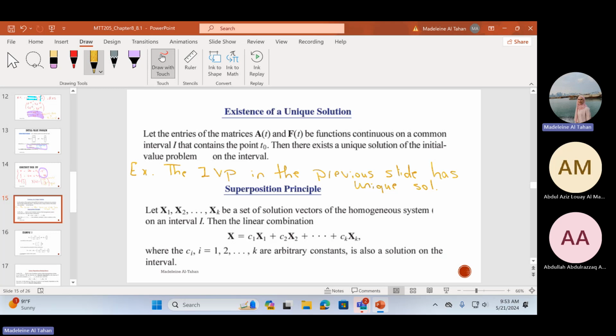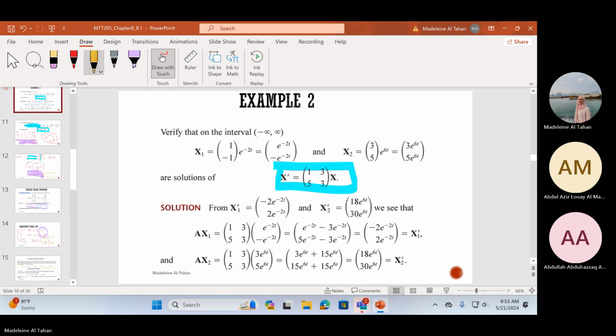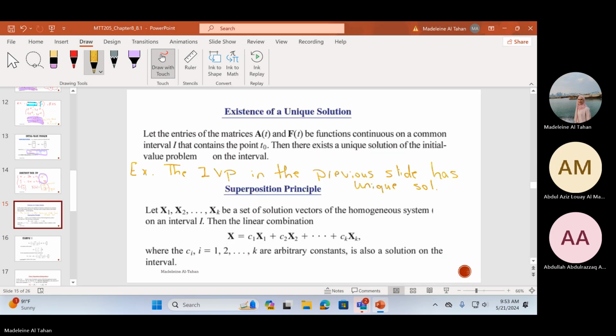So let's apply this one for this exercise. This is a solution and this is a solution. What can we do? C1 times this one plus C2 times this one is what? Is a solution. If you still remember, if I'm telling you sine t and cosine t are solutions, then we said that C1 cosine t plus C2 sine t is a solution of the homogeneous differential equation. So here it's the same. Please write the superposition principle in order to apply that.